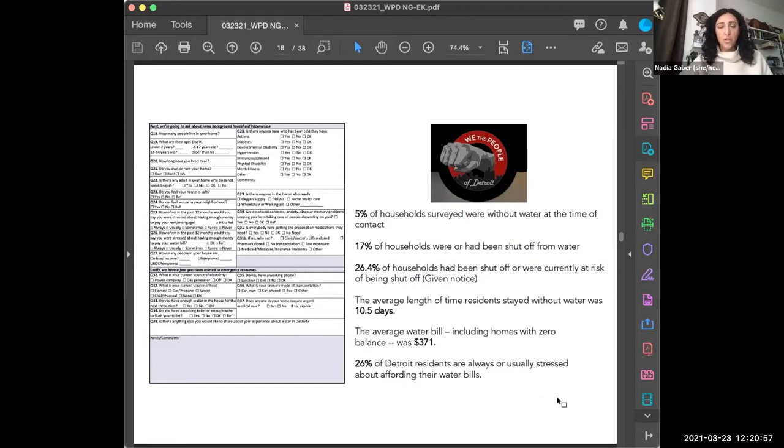Now, at the time, the Detroit Water and Sewage Department was saying that people were off for no more than 24 hours. They were saying this was just a tool that they were using to get customers to come into the department and reactivate their accounts. But we talked to people who had been living in their homes for 3+ months without running water and finding other ways of getting water and making it work. So this was really, I think, important to reflect what the community knew was actually going on as opposed to what the water department was saying was going on.